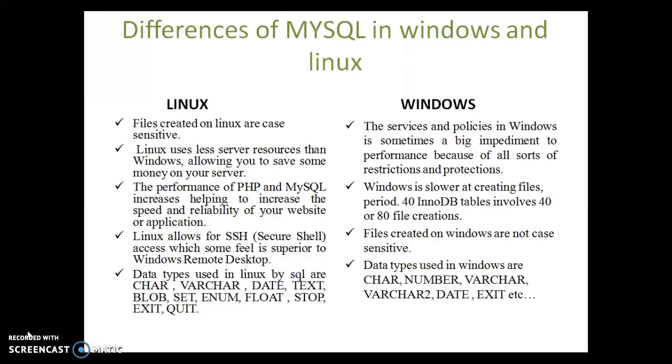Windows is also slower at creating files. 40 InnoDB tables involve 40 or 50 file creations. Linux also allows for secure shell access, which some feel is superior to Windows Remote Desktop. The data types used in Linux by SQL are char, varchar, date, text, set, enum, float, etc., and the data types used in Windows are char, number, varchar, varchar2, date, etc.